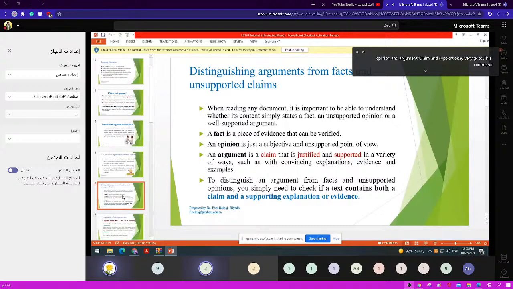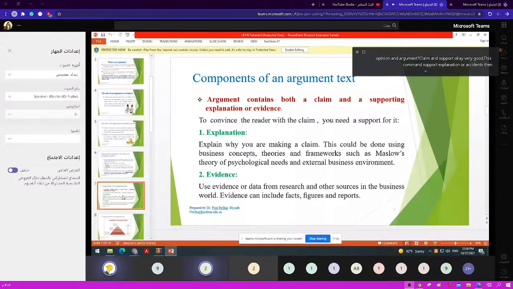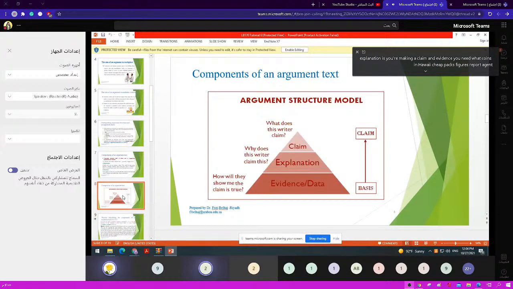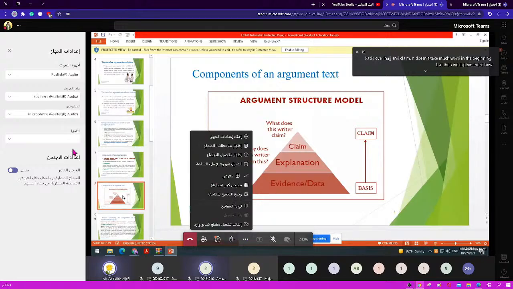ايش كمان؟ Support, explanation or evidence. Then طبعا ال explanation عرفنا what is explanation اللي هو ايش؟ You making a claim. ال evidence you need what guys؟ اللي هو انك تدعم your claim. مثلا تجيب facts, figures, report اي حاجه يعني. المهم الكليم والبيسز. اول حاجه الكليم it doesn't take much word in the beginning, بعدين we explain more واخر حاجه نتوسع في ايش؟ في الايفيدنس والديتا.